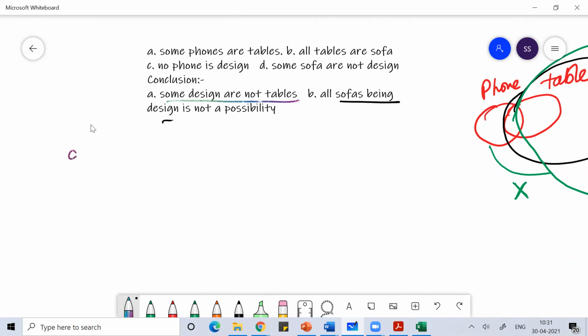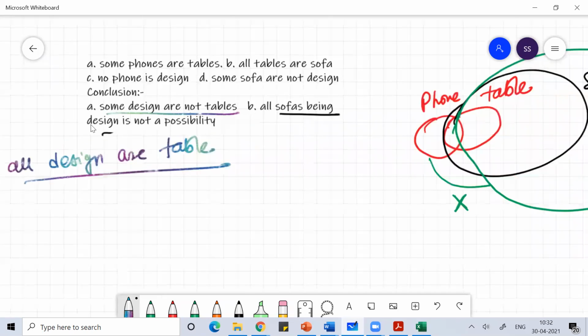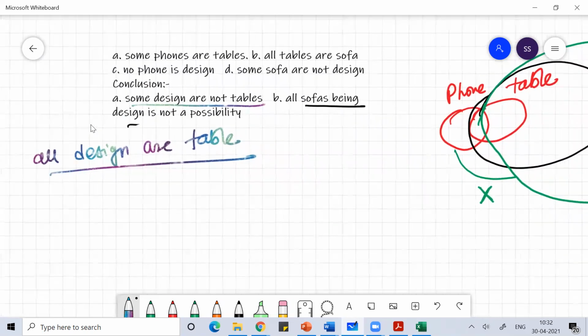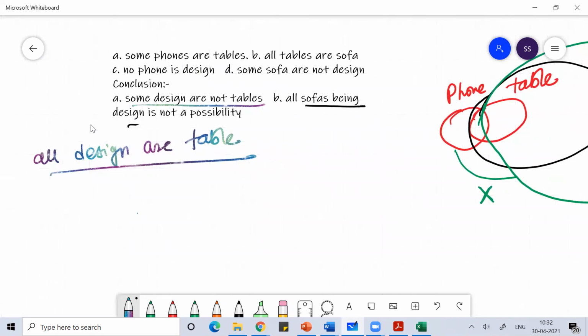So the first thing you do to disprove it is to try this: all designs are able. Check whether this is true or not. If this is true, then definitely some designs are not able. If this is false, then some designs are not able. All designs are able. See whether that is possible or not.